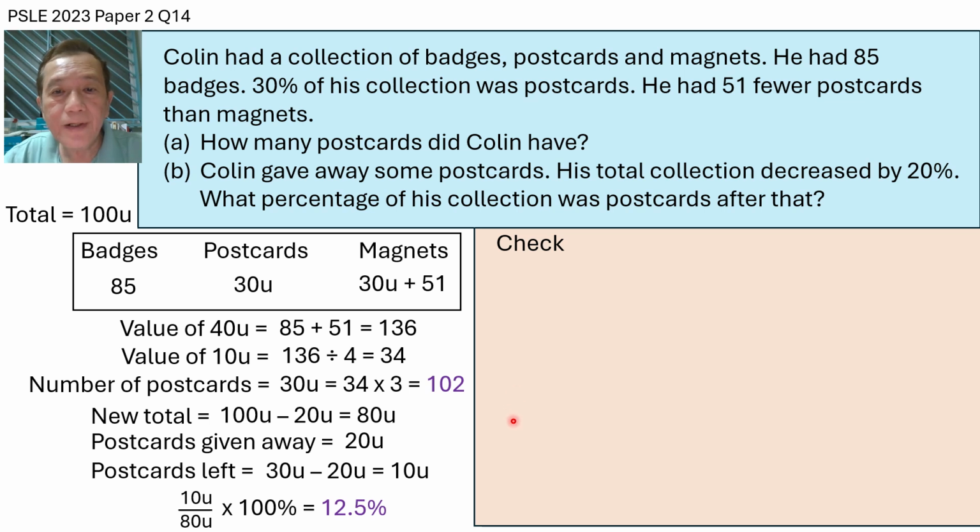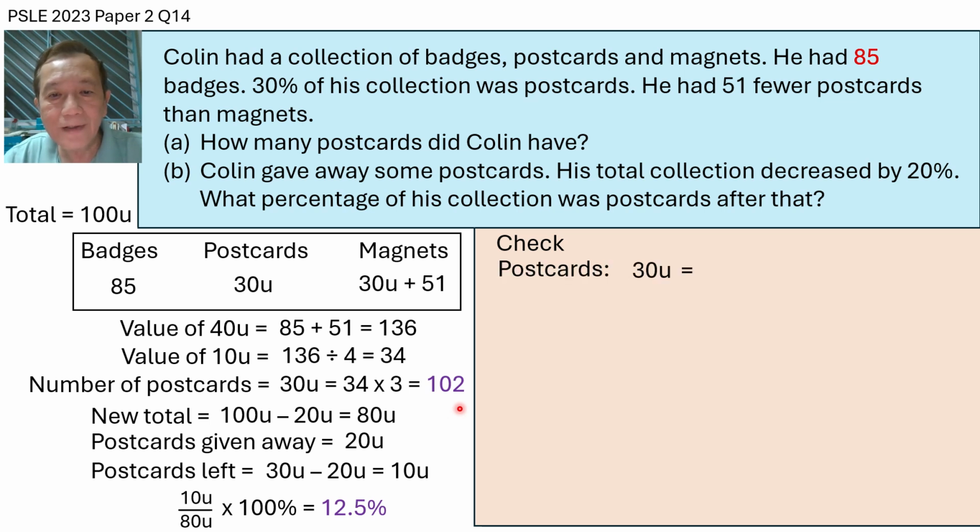The strategy of checking is to start with the answer 102 and move towards a target in the question. We have 85 badges, we have 30% of its collection, we have 51 fewer postcards. 85 looks like the easiest target. 85 badges. We start with the answer.